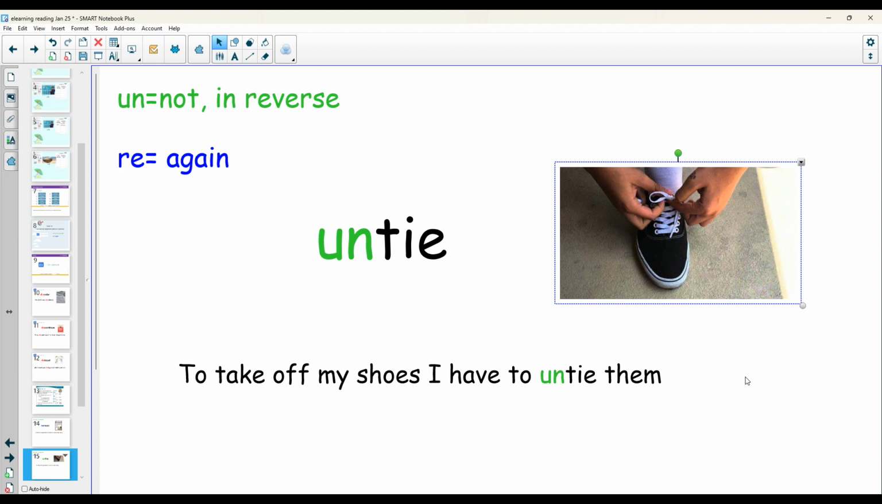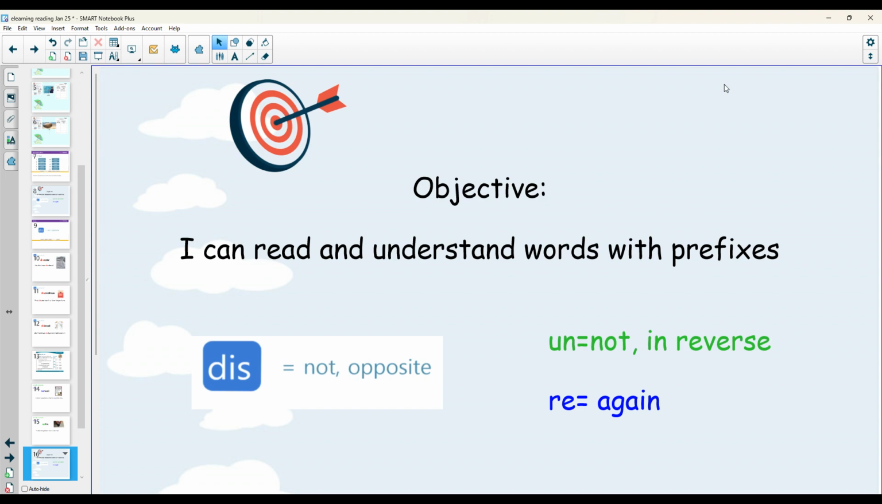Take a look at this word. You can use the picture to help you. Read the sentence. This was our job today. I can read and understand words with prefixes. Now it is your turn to be the superstar and show me what you know. Because I know you can do it.